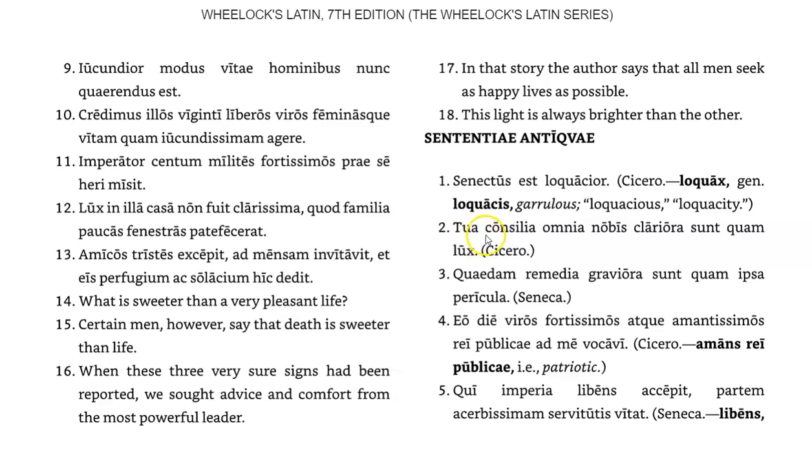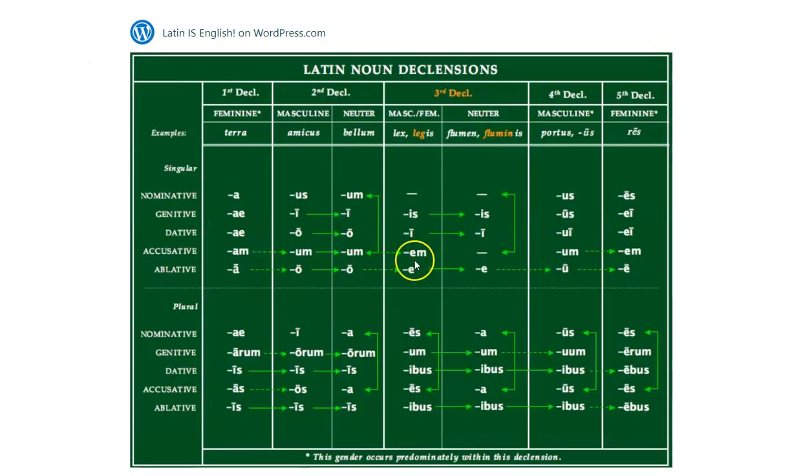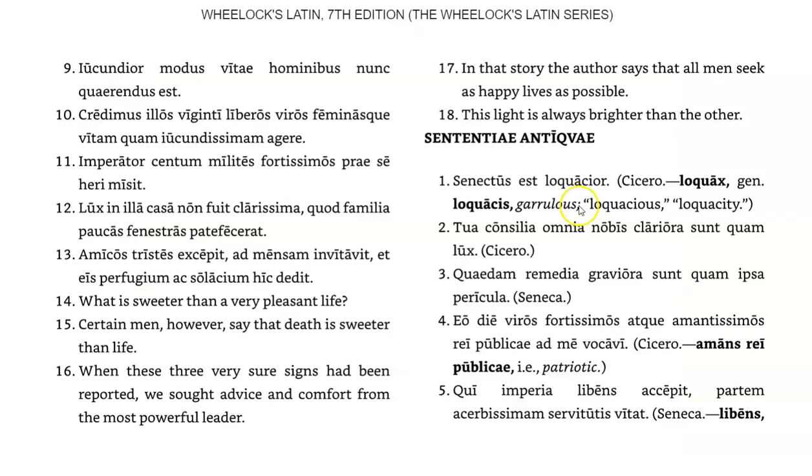Tua concilia omnia nobis clariore sunt quam lux. This one's also by Cicero, fairly straightforward, especially when we recognize that concilia is a neuter noun in the plural. So here are our neuter nouns. And so concilia, the singular is concilium, but here we need the plural form of that. And so how do we know that it's in the plural form? Well, we know because we know the vocabulary, as we just pointed out, but also the main verb is in the plural, which is another index.